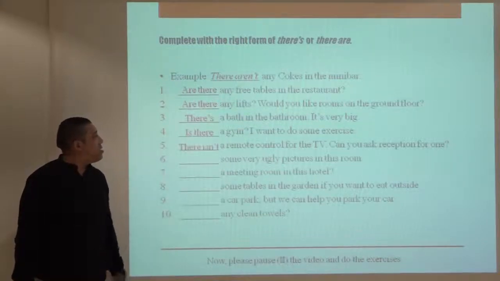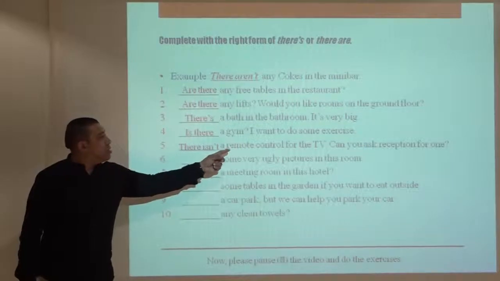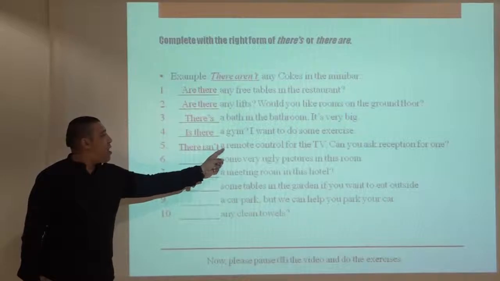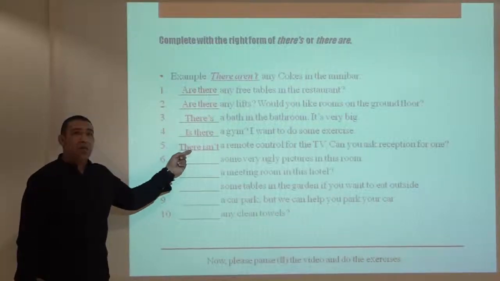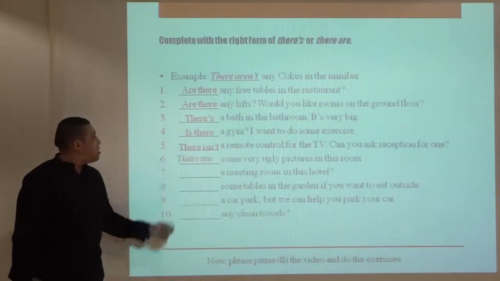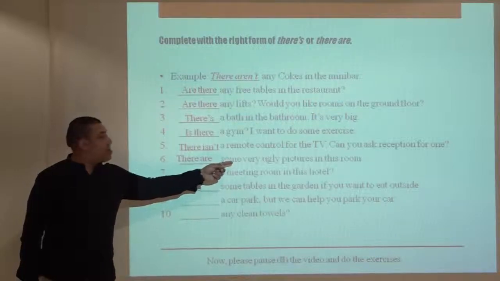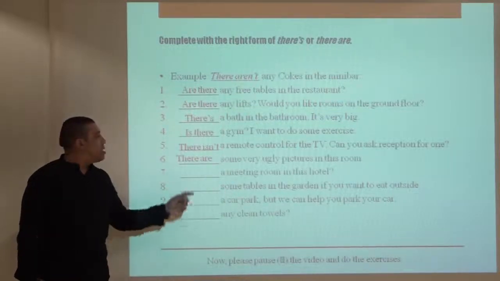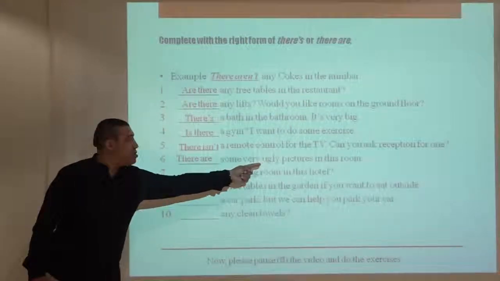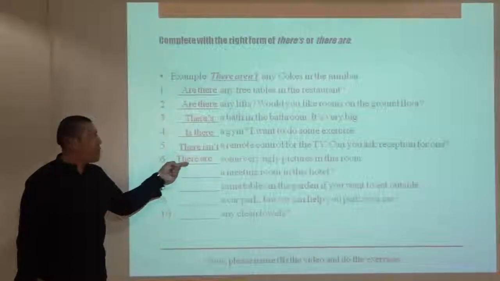Question 5, there isn't a remote control for the TV. Can you ask reception for one? So we have a here. So the sentence should be there isn't. Question 6, there are some very ugly pictures in this room. So we have some here and pictures in plural form, and it's a positive sentence, so we use there are.